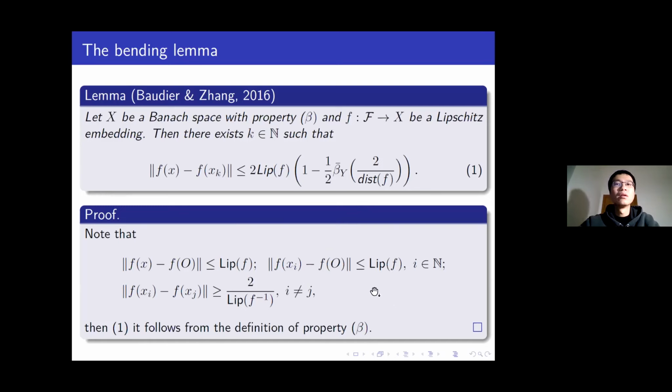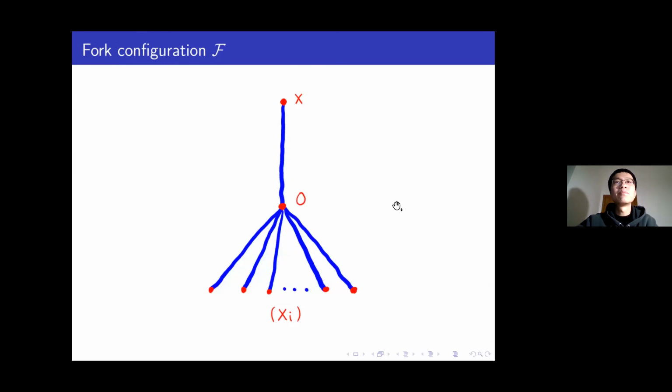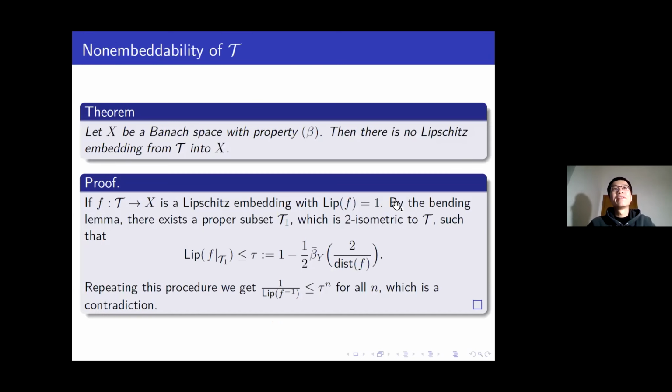Okay. So now you have these 3 inequalities, and you apply the definition of property beta, and you get this inequality 1. So this is the bending lemma. And now, from this bending lemma, we can prove the non-embeddability of the countably branching tree into a space with property beta. So now, if X is a space with property beta, then there's no Lipschitz embedding from the countably branching tree into X. So the proof goes like this.